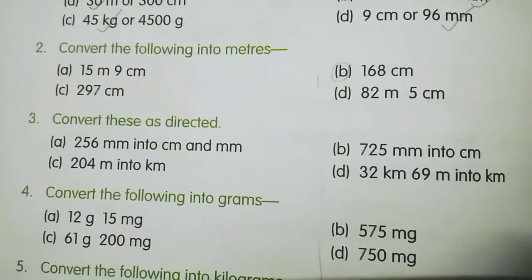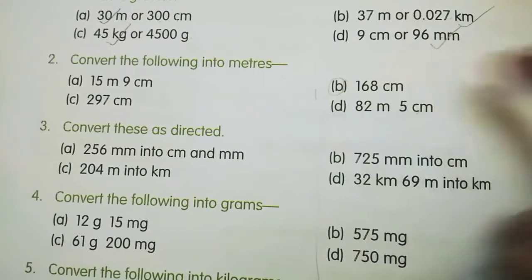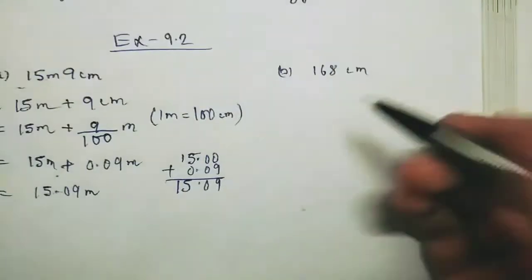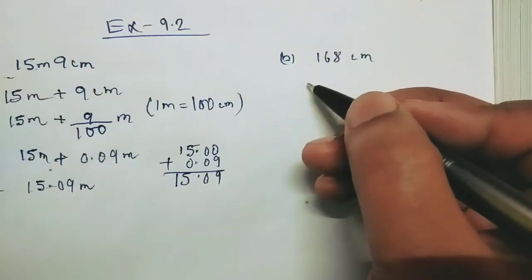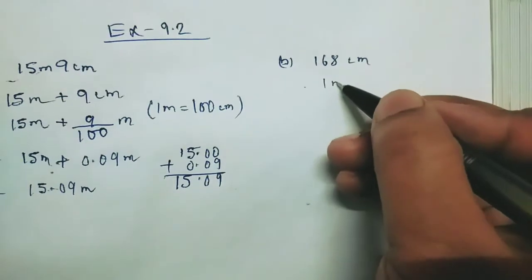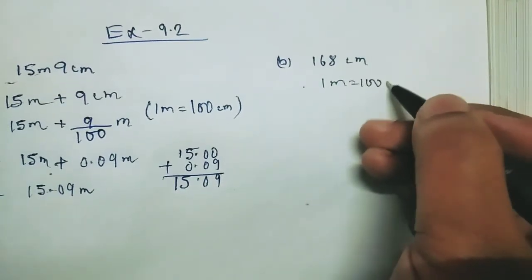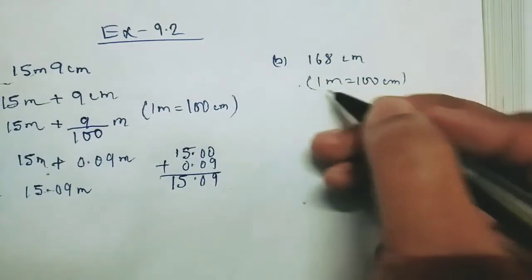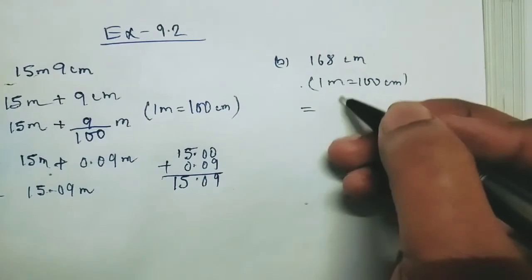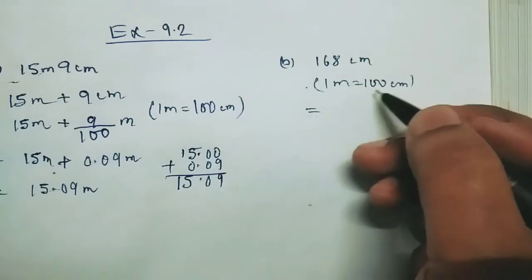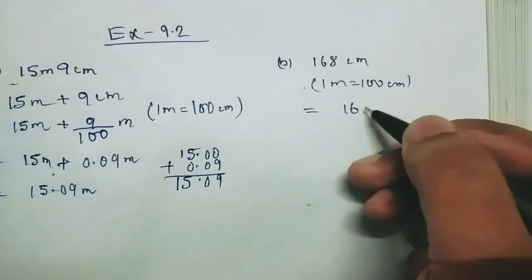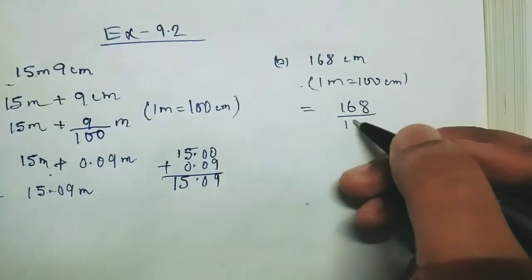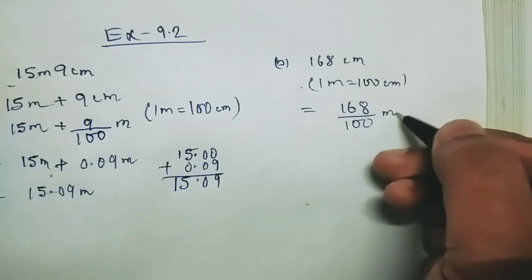Okay. Now the second question, B number, 168 centimeter. So B number, 168 centimeter you have to convert. So 1 meter equals 100 centimeter. You have to write this always. Okay. So 168 centimeter is given, we will divide by 100 to convert into meter. So 168 divided by 100. Okay. So it is now in meter.